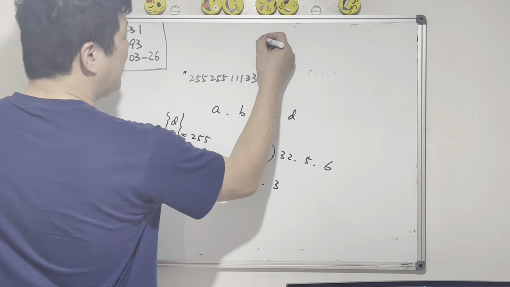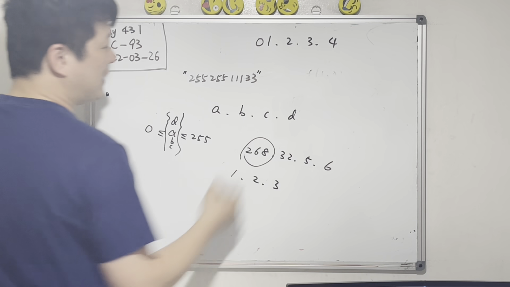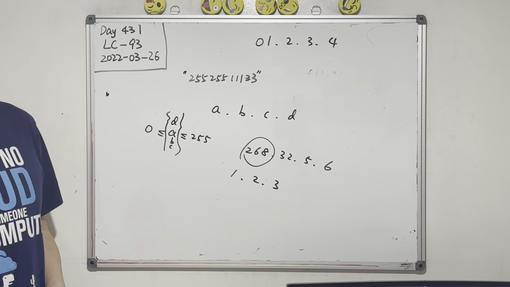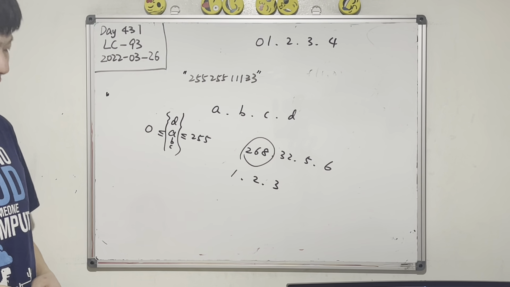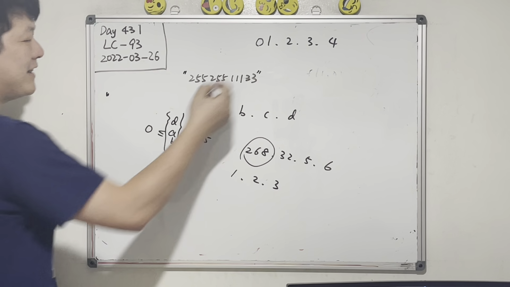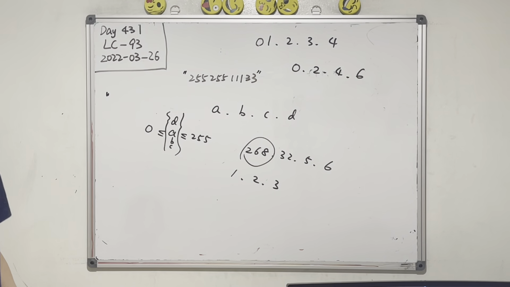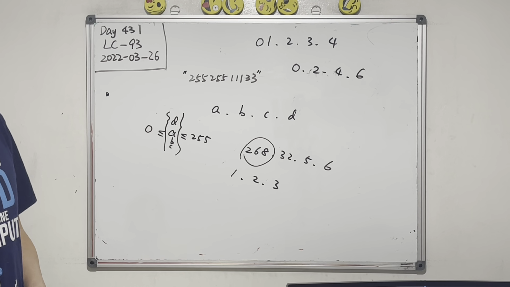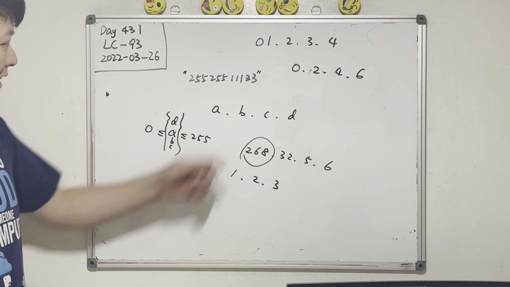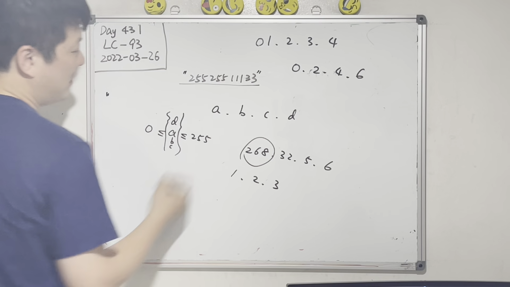Okay, how about this: 01.2.3.4. Is this an IP address? Very tricky. No. Why? Because it has a leading 0, unless it's just 0. How about 0.2.4.6? Is this an IP address? Yes. Exactly.